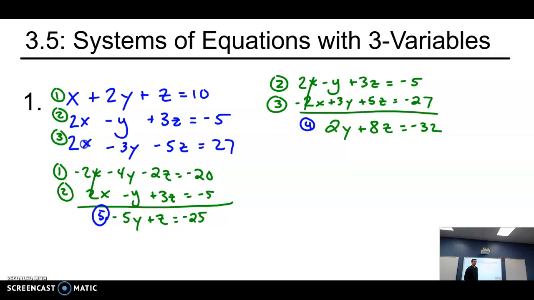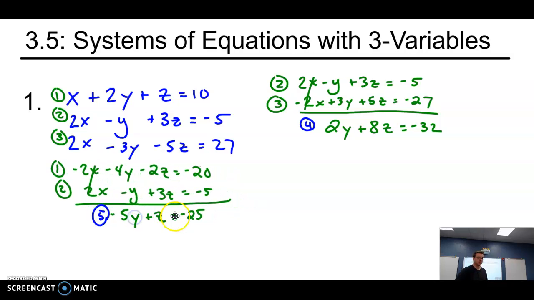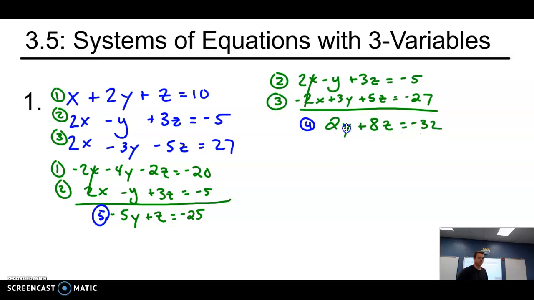Now look, we have equation 4 over here that has y and z, and we have equation 5 over here which has y and z. Now you have 2 equations with y and z. You can solve those like we did our 2 variable ones. So you're going to take the 5th equation and the 4th one, and you're going to solve for y and z. Let me do that over here.